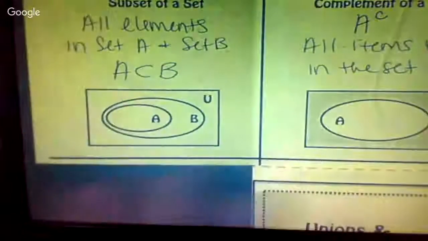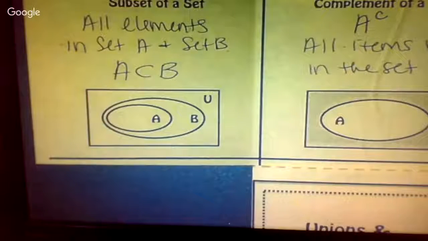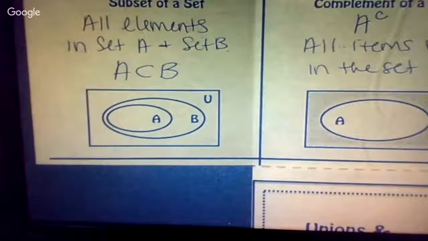They're not going to ask you for the subset of the set. They're going to use the symbol. It's a sideways U that represents the subset of the set. So it's a sideways universe? Yes, I guess you could call it that.